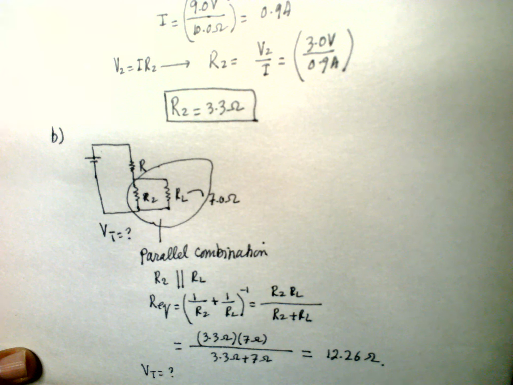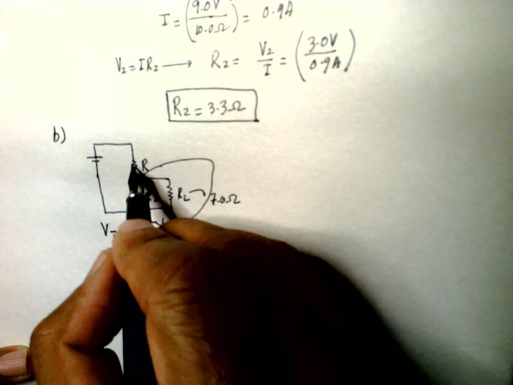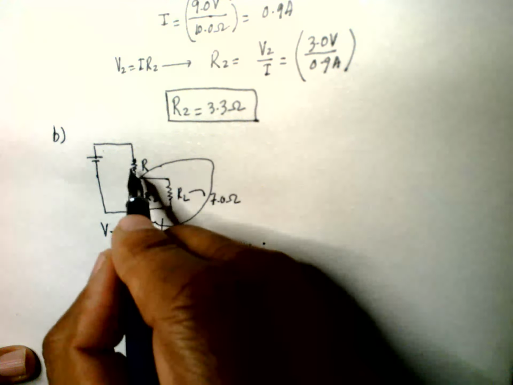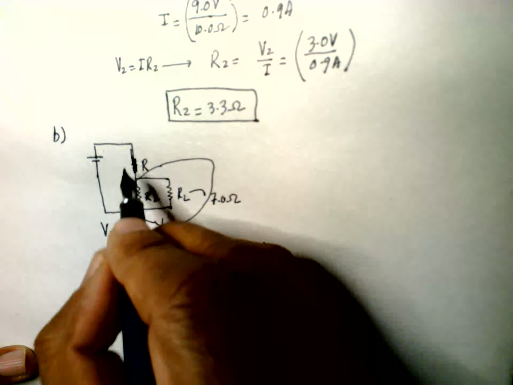So V is equal to IR. So this is equal to I, which is 0.978 ampere, and R is equal to 12.26 ohm. So this is equal to 2.2 volt. So this is not included in the second case. It's not included. So it's just this one.